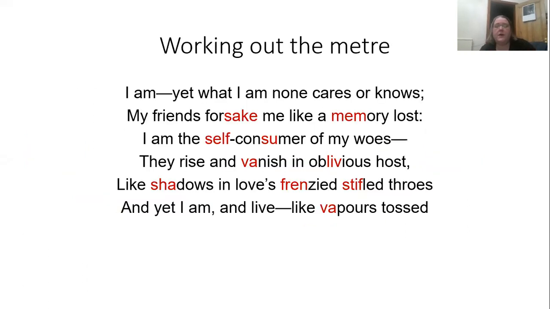So let's have a look and try out this method on a poem that my class looked at as one of its examples for the assessment. This is I Am by John Clare. Now, not that many multisyllabic words, but we can find a few, and we can already perhaps start to find the pattern of the stresses. Particularly that line, like shadows in love's frenzied, stifled throes, starts to become clear how that pattern is working.